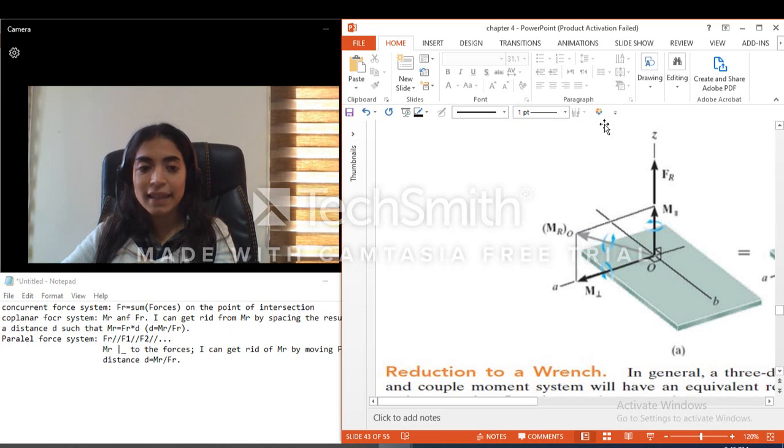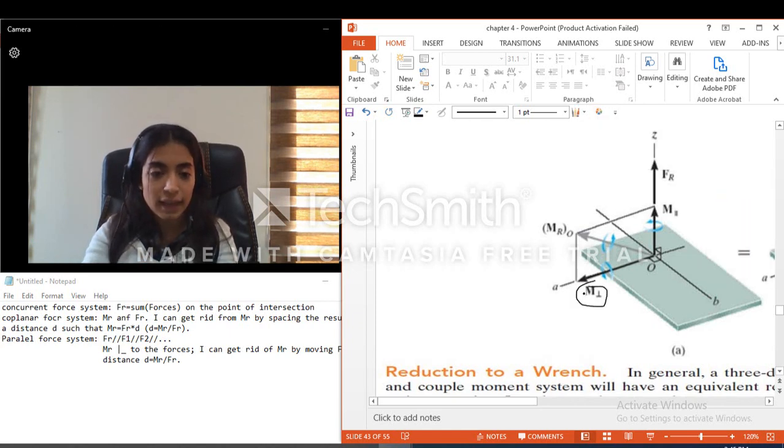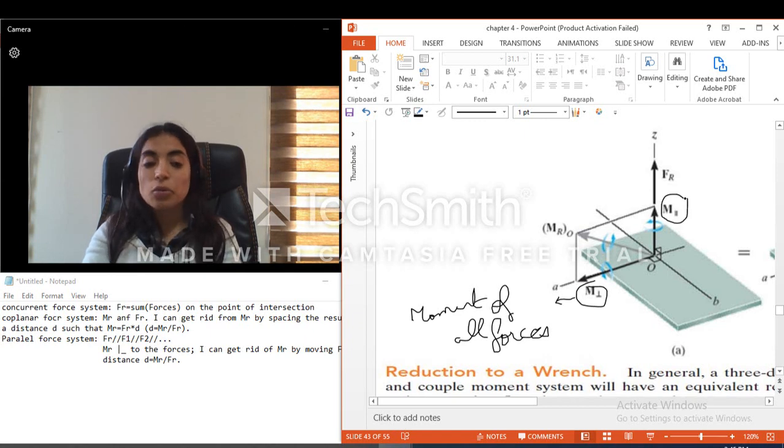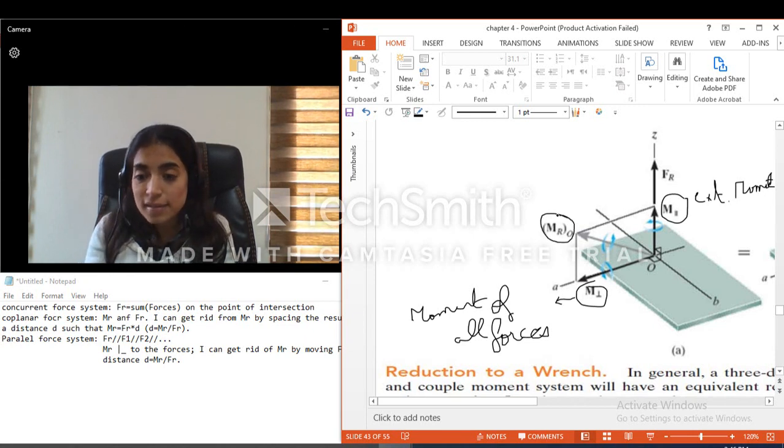So this is basically M caused by the moment of all the forces. Now this moment here could be any external moment caused by a couple. Which means, guys, that my M equivalent, because this is a vector, should be equal to this external moment plus M resultant.